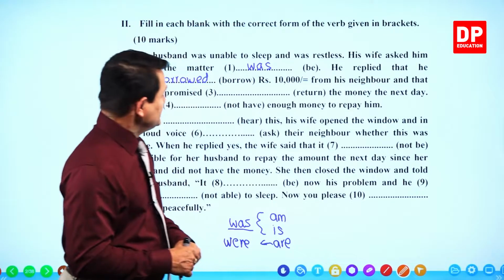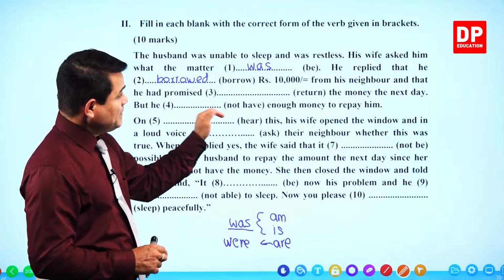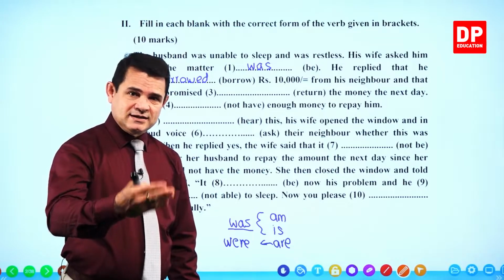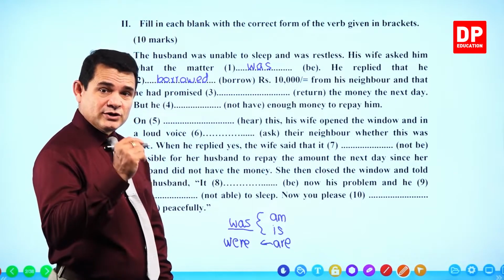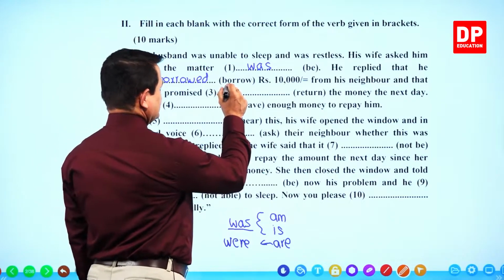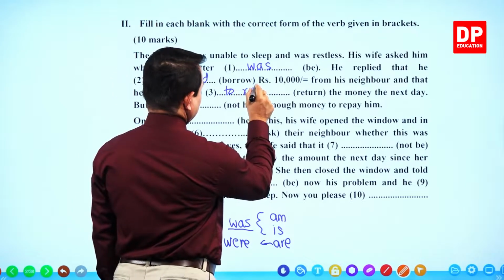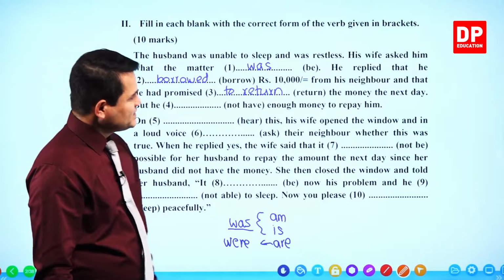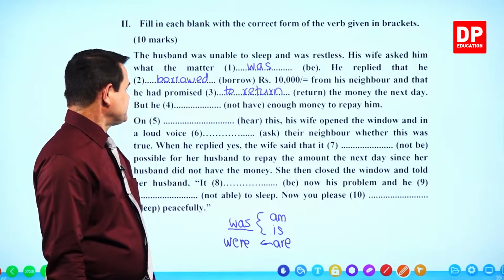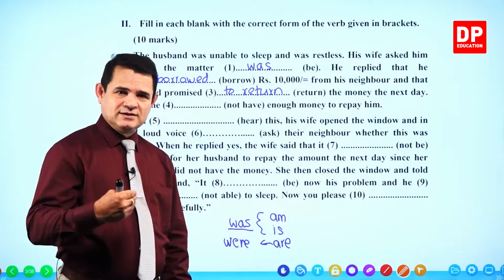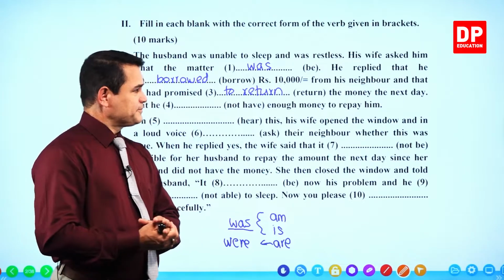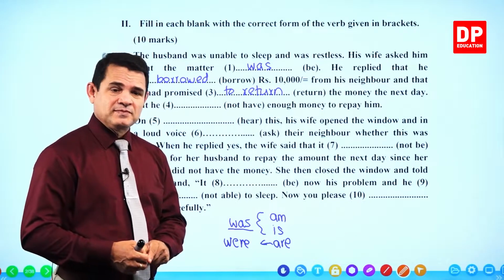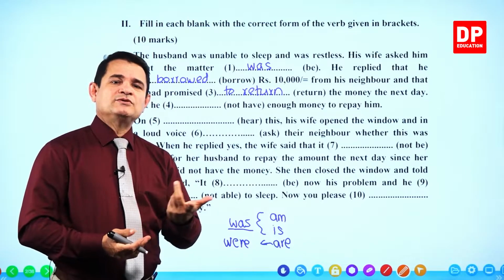From his hand, that he had promised to return the money the next day. If it means to give back, not just return, it is promised to return. That he had promised to return the money the next day. But he could not give it. But he blank not have enough money to repay him.